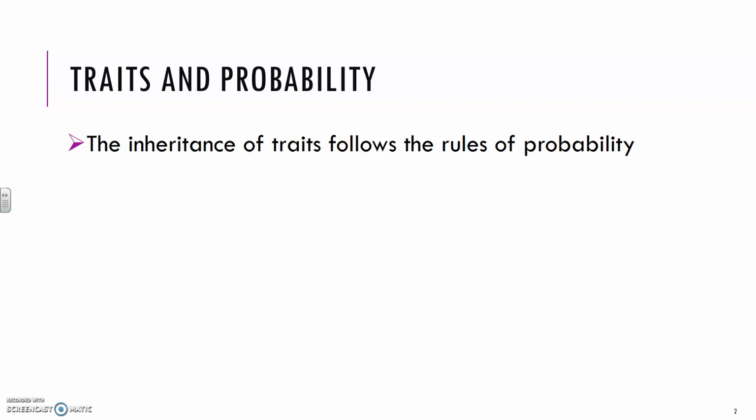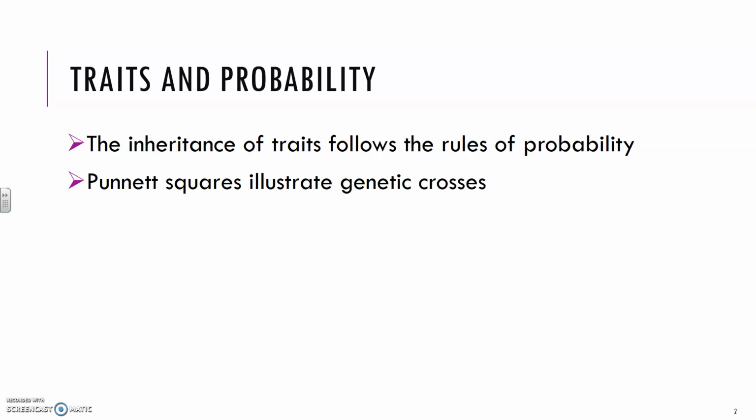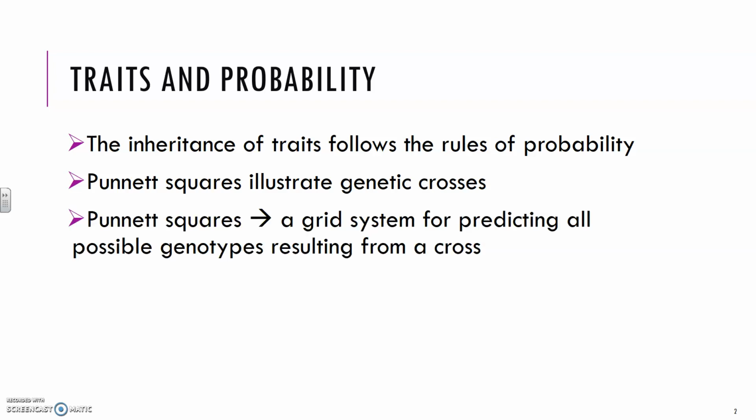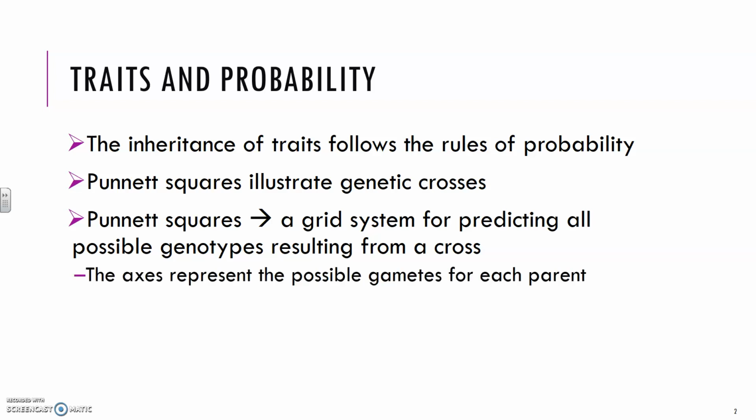So inheritance of traits follows the rules of probability. Punnett squares are actually a way of illustrating that probability so you don't have to sit there and calculate it all out. It's very easy to just fill out a Punnett square and then you can see the different probabilities. It's a grid system for predicting all of the possible genotypes resulting from a cross of two parents with known genotypes. You can also use the genotypes or phenotypes of the offspring to go back and figure out the genotypes of the parent generation.